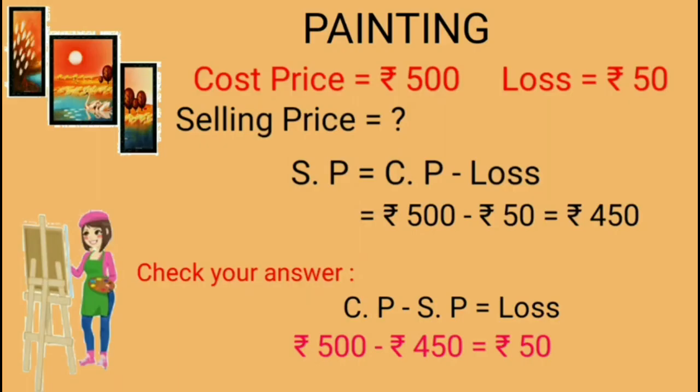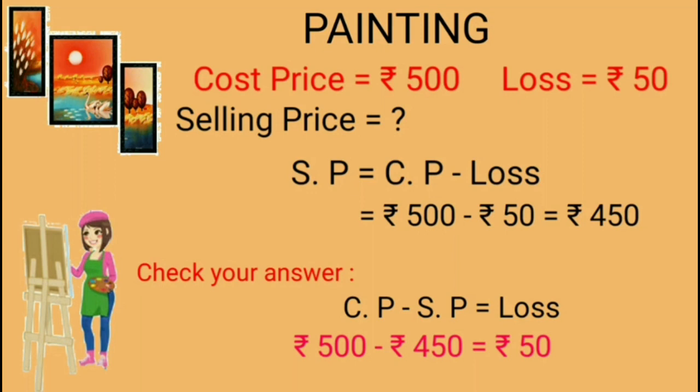Children, she is Mrs. Sonal. Mrs. Sonal is a painter. So she opened a stall of paintings in the fair. The cost price of the painting is 500 rupees. As she wants to clear her old paintings, each painting she sold at a loss of 50 rupees.